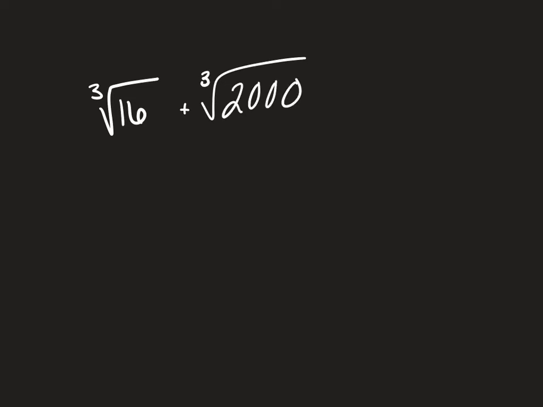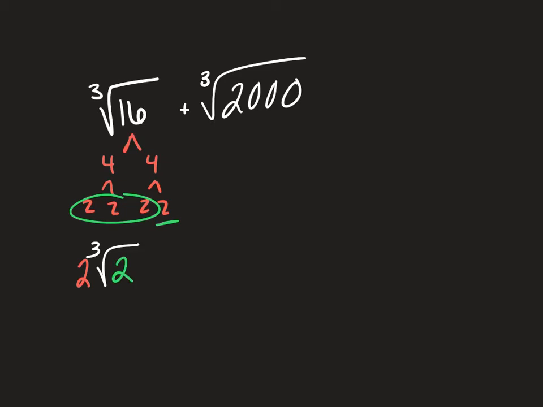So that is the cube root of 16 plus the cube root of 2,000. So we need to break these up so that we can make them smaller. So 16 splits up into 4 and 4, which each gives us 2 and 2. Great. Cube root, we circle in groups of 3, so that means we're going to have 1, 2 outside, 1, 2 inside. So that means it's going to be 2 times the cube root of 2.